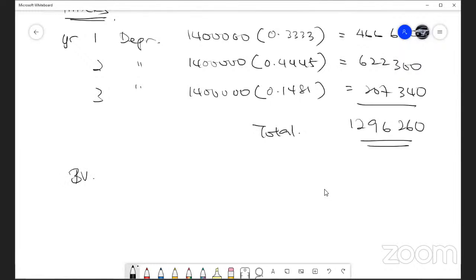The book value of your project at the end of year 3: initial investment 1.4 million minus 1,296,260. What do you get? Let me count. $103,740.